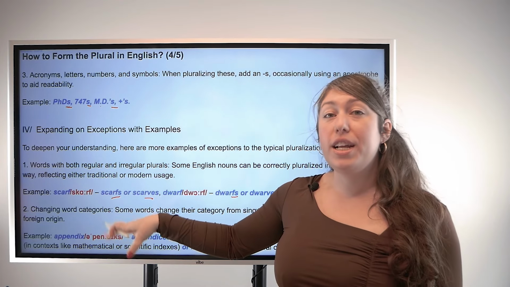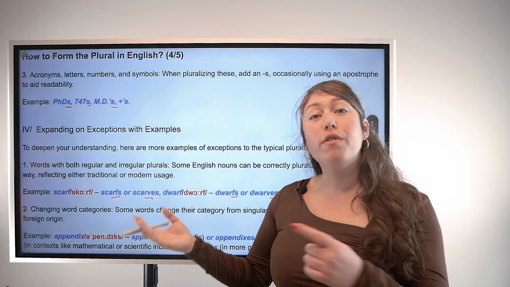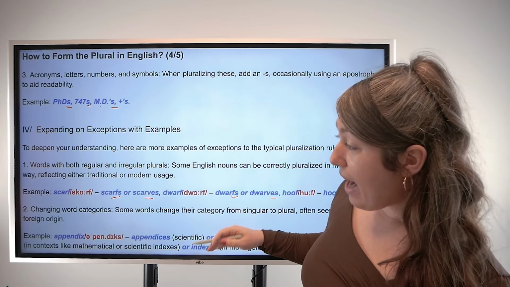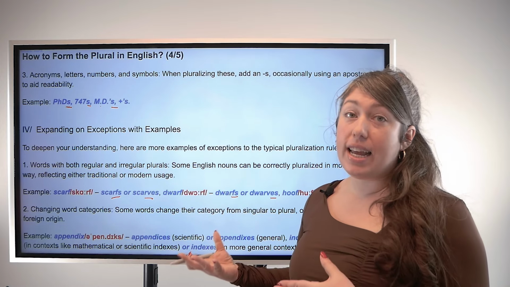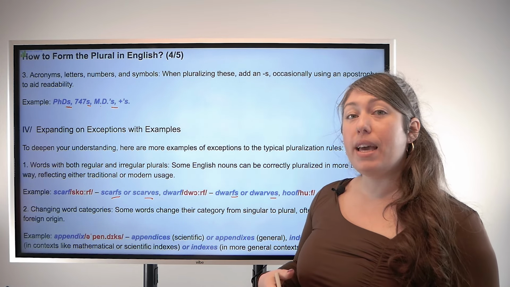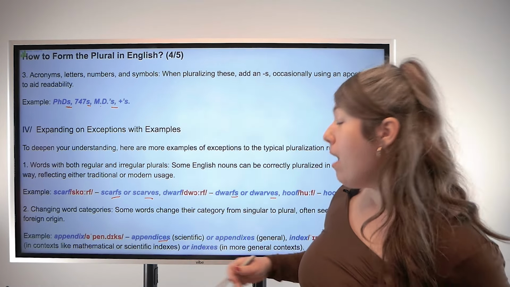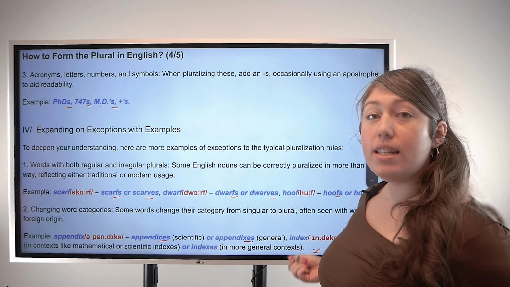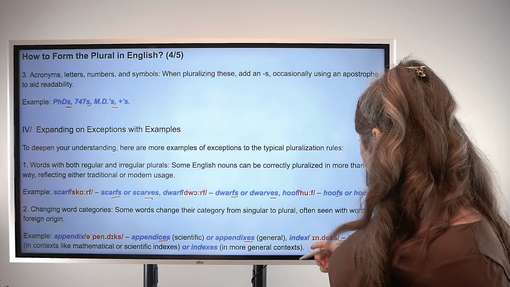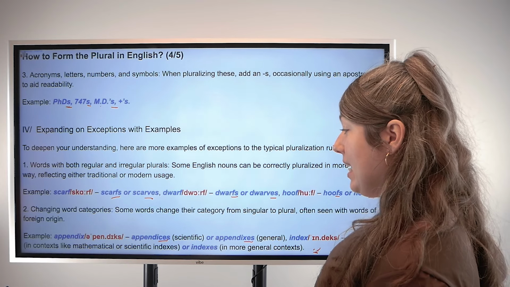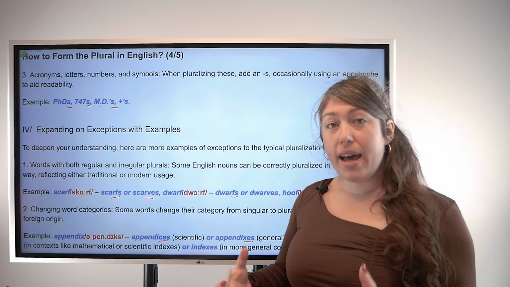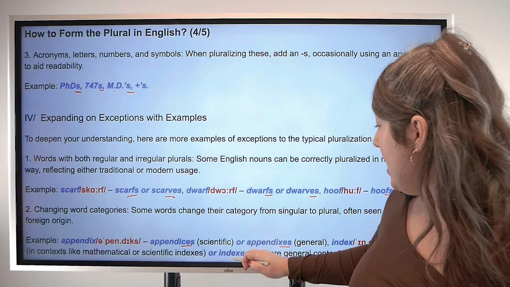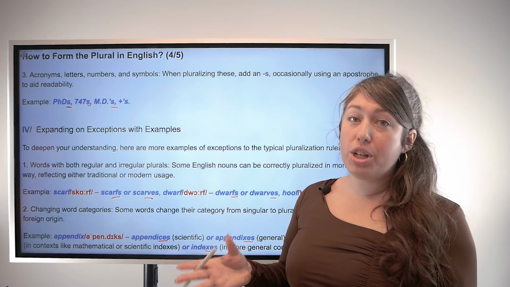We also have changing word categories, and this is true for foreign words that we use in English. For example, we have appendix, which in the scientific sense, when we pluralize it, becomes appendices. But in the general sense, it becomes appendixes. This is also true for index, which in the plural form becomes indices, and this is true in the mathematical or the scientific context, or it can change into indexes, which is, again, more in the general sense.